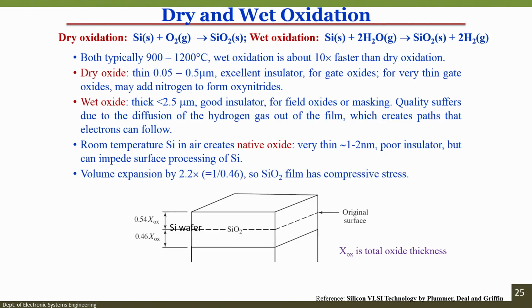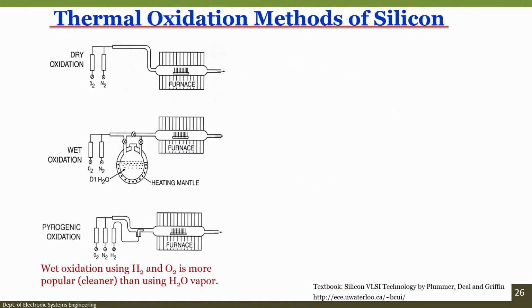And if you want to understand how the volume expansion occurs, then this is the formula. So, there are three types of oxidation technique. One is dry oxidation, another is wet oxidation, another is cryogenic oxidation. Now, you will again ask why we have to learn silicon and oxygen and oxidation and other techniques.